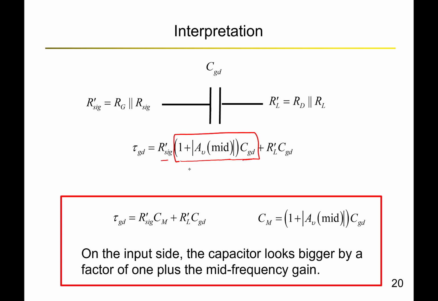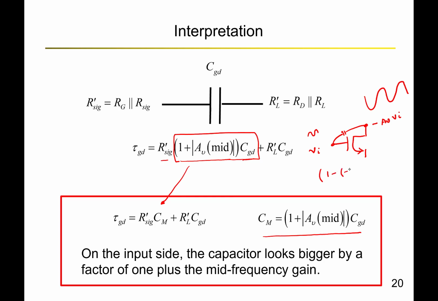So that is, on the input side, the capacitor looks bigger by a factor of 1 plus the mid frequency gain. And that is happening because whenever you have some kind of an amplifier providing a gain, if I have a signal Vi, I'm going to have minus AV Vi across this capacitor. So as if I put a small signal here, I'm going to see a large signal there. So how much total change does the capacitor see? It sees 1 minus minus of AV times what it would have been if this negative gain was not present. So effectively the capacitor looks bigger by that factor 1 plus AV. And this is basically called the Miller effect or the Miller capacitance.